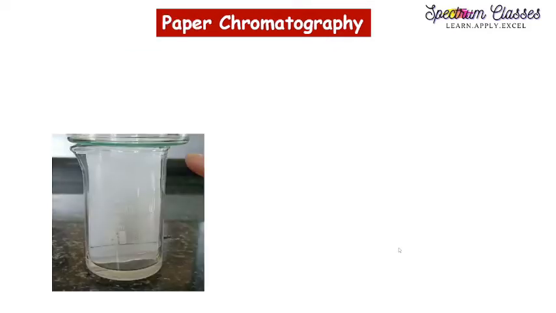Now coming to the solvent and solute system. Suppose this is our baseline and our solvent is below this baseline. On this baseline we put our solute, and it moves along with the solvent. The solvent moves upward and the solute moves at a somewhat lesser speed than the solvent. Why is it so? This is just because of the kinetic molecular motion of the solute.